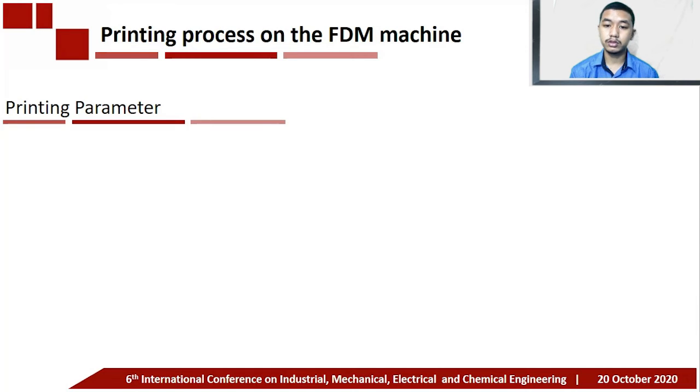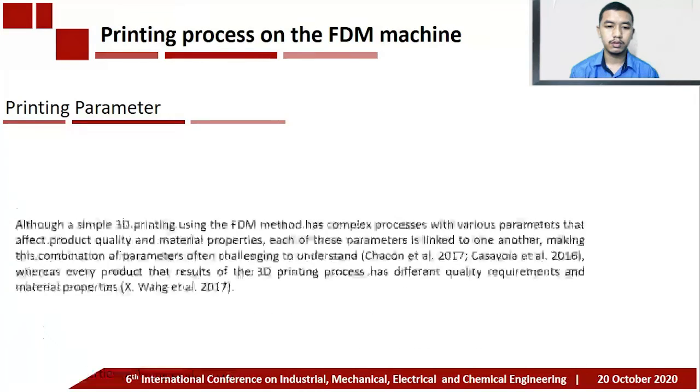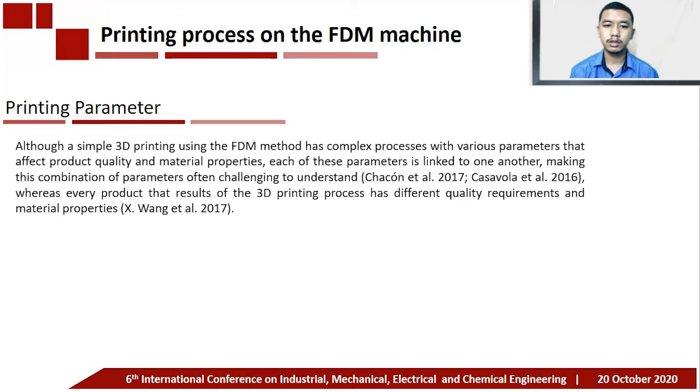Okay, printing process on the FDM machine. Printing parameter. Although it looks simple, 3D printing using the FDM method is a complex process with various parameters that affect product quality and material properties. Each of the parameters is linked to one another, making this combination of parameters often challenging to understand. Whereas every product that results from the 3D printing process has different quality requirements and material properties.